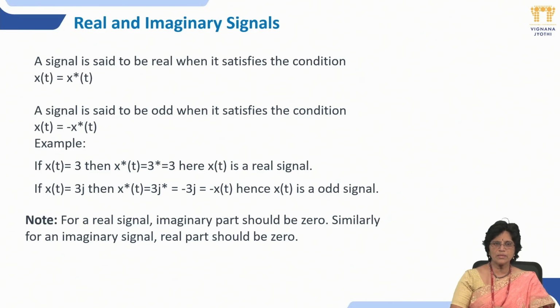This is a complex number. If you consider any complex number, it has a real part and an imaginary part. Similarly, a real signal has only a real part. An imaginary signal has an imaginary part too. For a real signal, the imaginary part should be 0. Similarly, for an imaginary signal, the real part should be 0. Suppose it is a complex signal, then both the real part and the imaginary part exist.